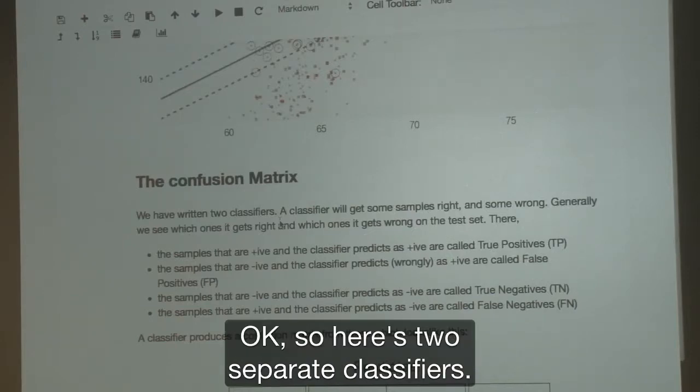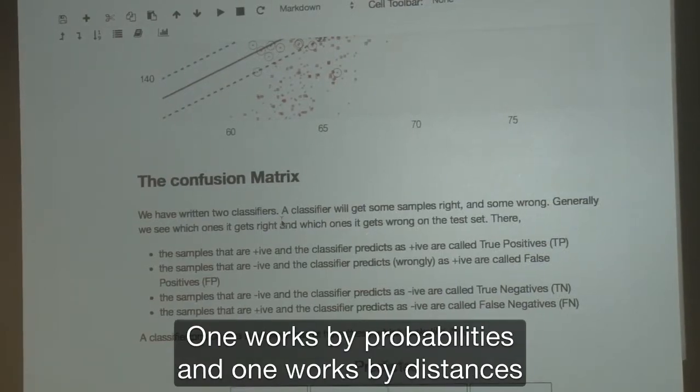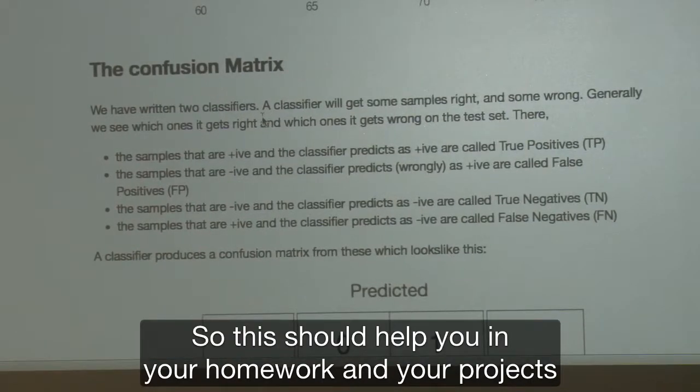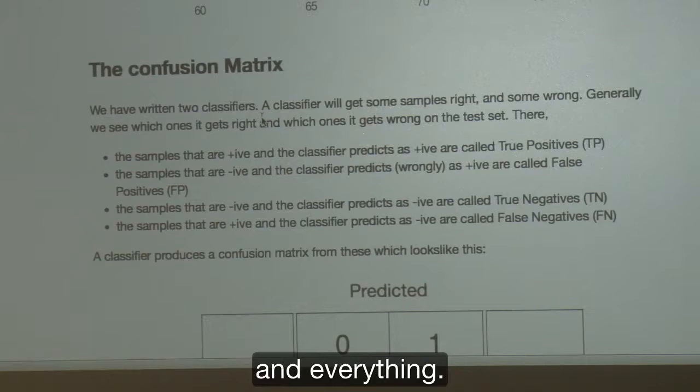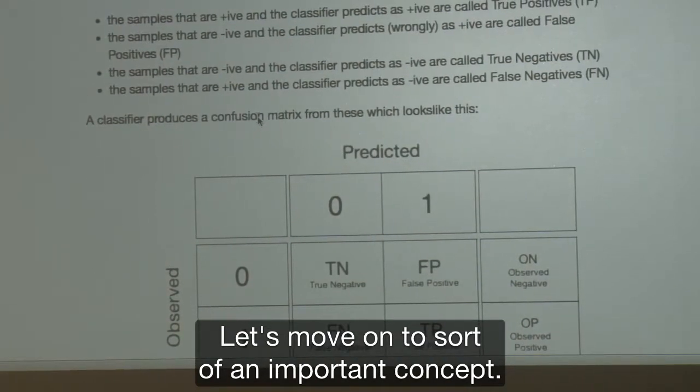OK, so here are 2 separate classifiers. They're both linear classifiers. One works by probabilities, and one works by distances. And this is how you do them. So this should help you in your homework and your projects and everything. Let's move on to sort of an important concept.